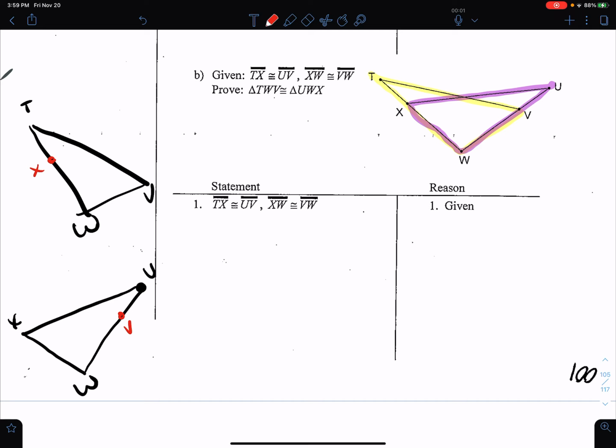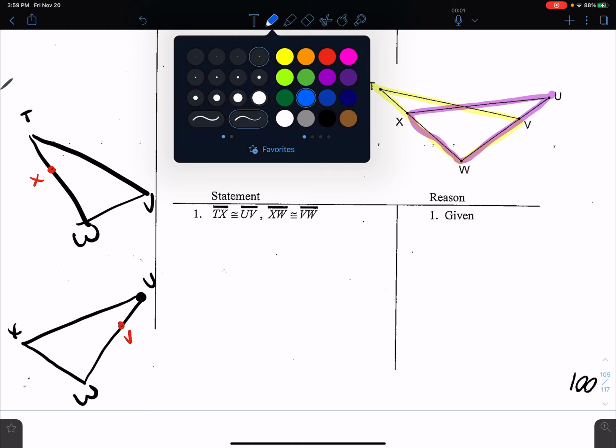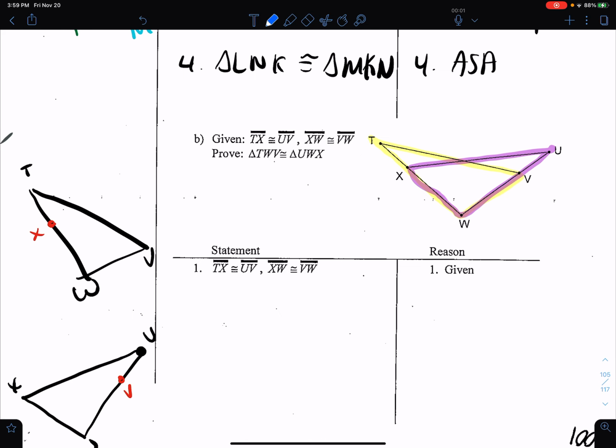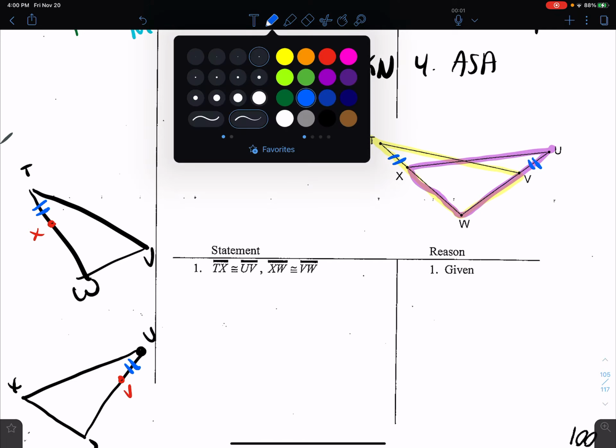So we've looked at what we're trying to prove, so we can identify the overlapping triangles. Once we redraw them, we're going to label the givens. So the first given is TX is congruent to UV. We want to do it in both places: on the combined image, TX is congruent to UV, but also on the separated image, TX is congruent to UV.